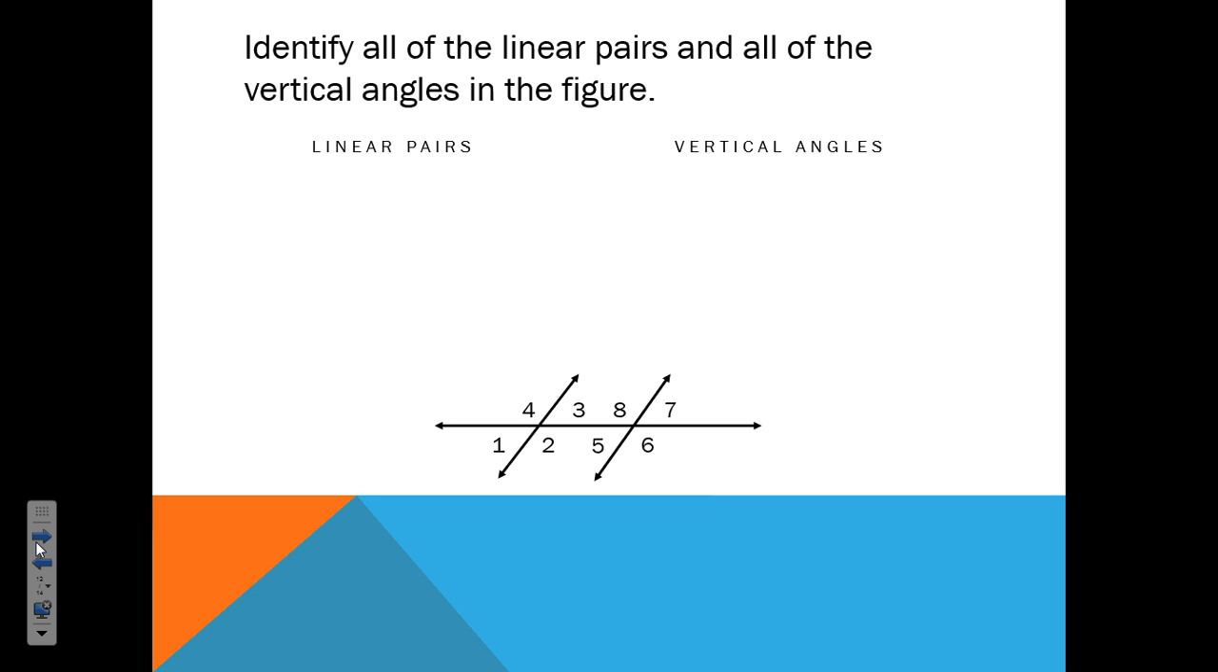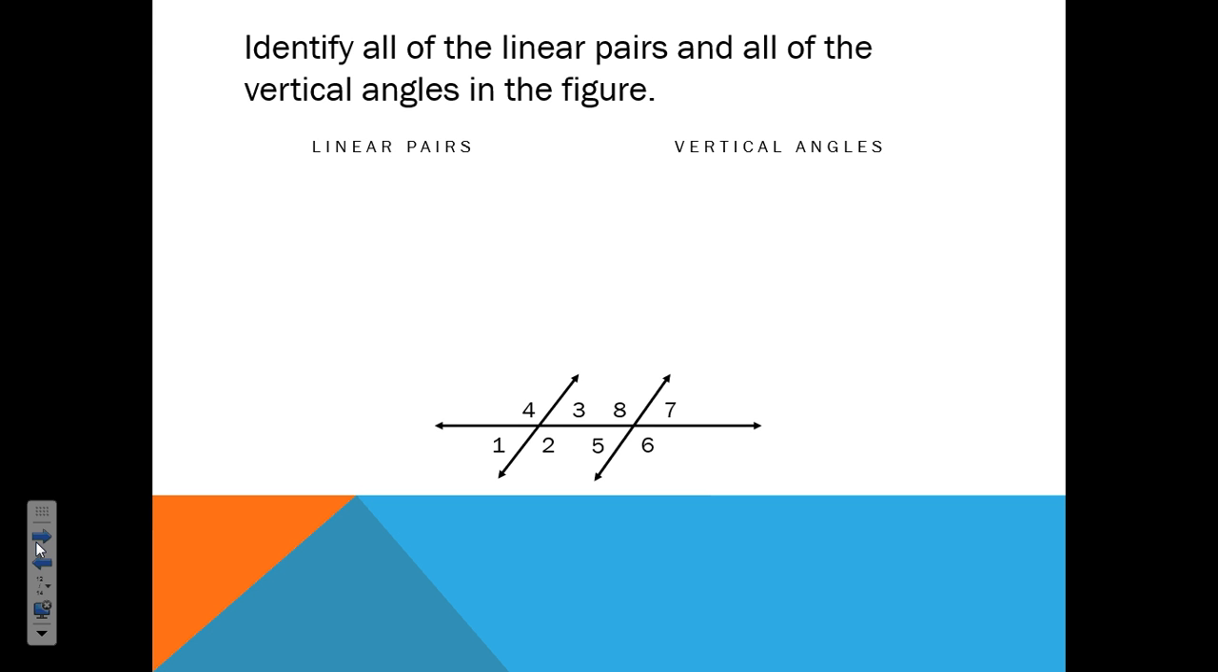Okay? Real quick before we go any further, though, remind me, which ones are linear pairs? 3 and 8 are a linear pair? No, not quite. It was a good try. 8 and 7 is a linear pair. Good. Yep, their non-common sides form opposite rays, right? So 7 and 8, which other ones? 4 and 3, 1 and 2, 5 and 6, 5 and 8, and so forth, right?